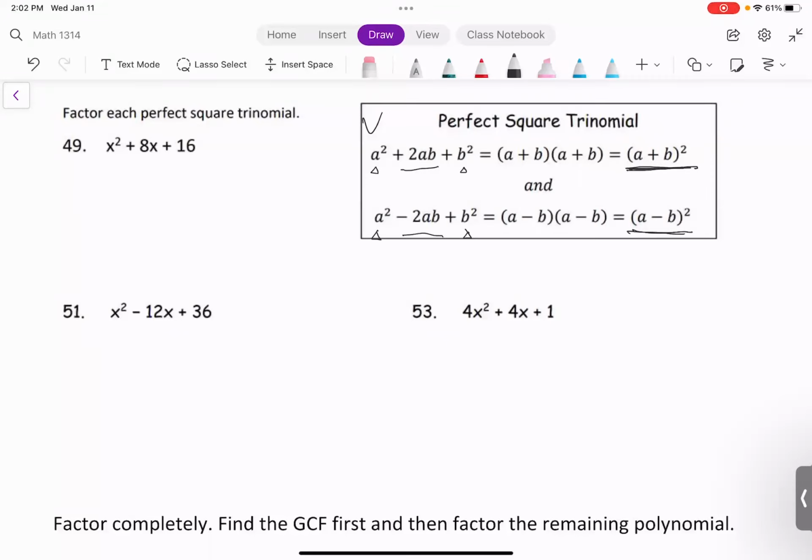Let's see the first example. The first term is x squared, plus 8x, plus 16, which is also 4 squared. So let's check if the middle is 2ab. So 2 times x times 4. Is that 8x? Yes, it is. That means we can write it as x plus 4 squared, because here is plus, so here must be plus.